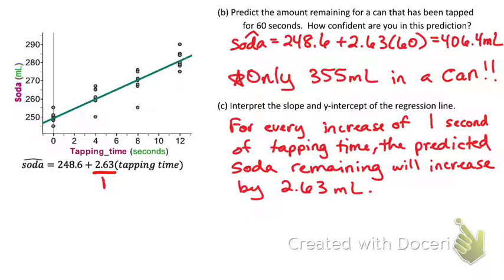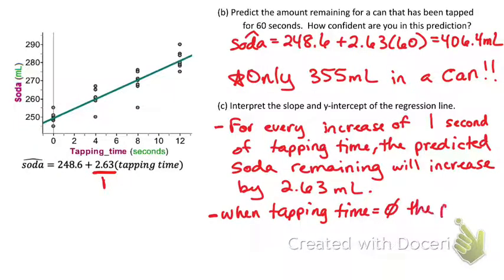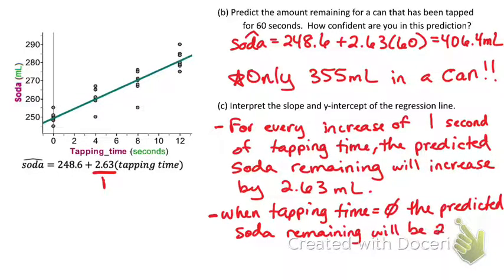All right, cool. The y-intercept. Here's the y-intercept. When tapping time equals 0, so all I said there was when x is 0. Remember, guys, on the y-intercept, x is always 0, okay? So when tapping time equals 0, the predicted soda remaining will be 248.6 milliliters.